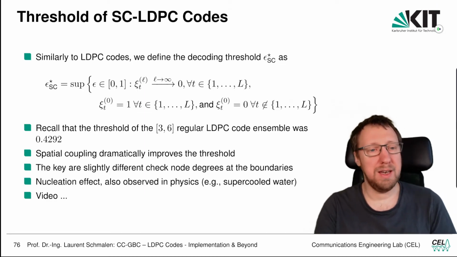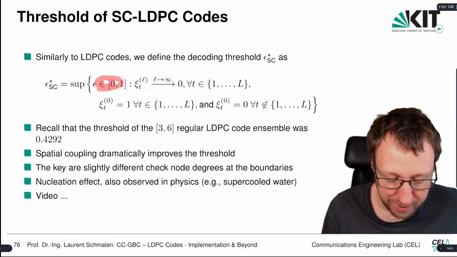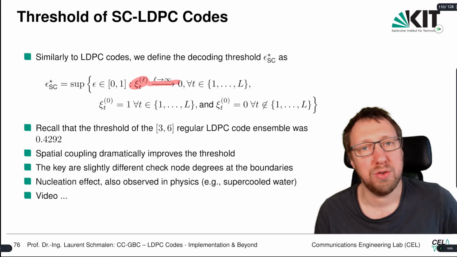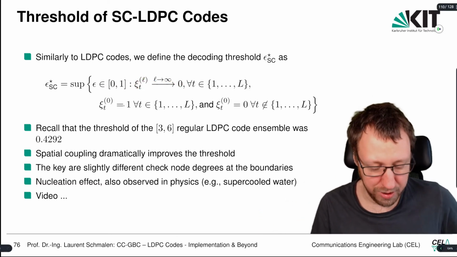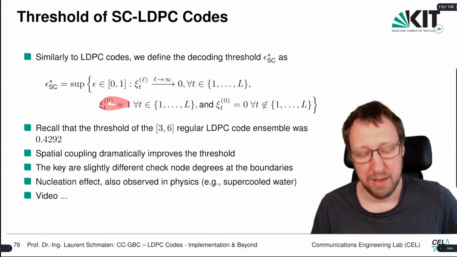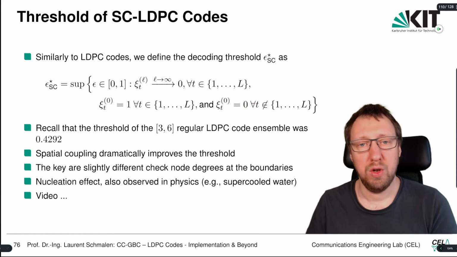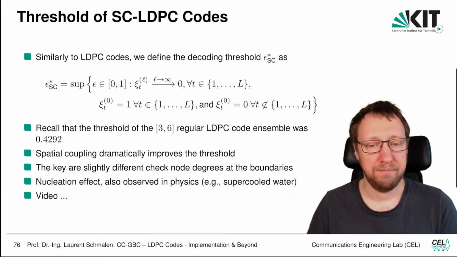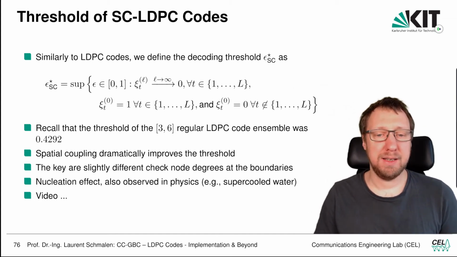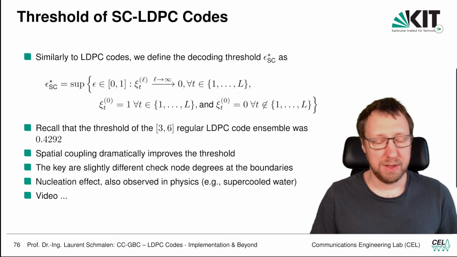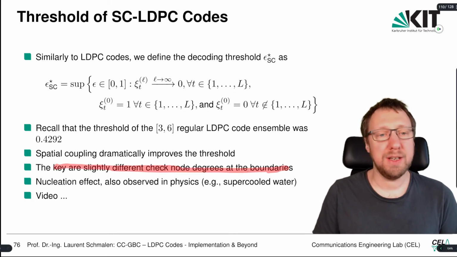So first we can define the decoding threshold. Again, it's the largest epsilon, such that all the c_t^(l) converge to 0 if L goes to infinity. And this depends on the initialization that c_t^(0) is equal to 1 if you are in the useful spatial positions, or 0 outside the useful spatial positions in the virtual. So yeah, this spatial coupling, this is something that dramatically improves the threshold. And the key to this is a slightly different check node degrees at the boundaries.